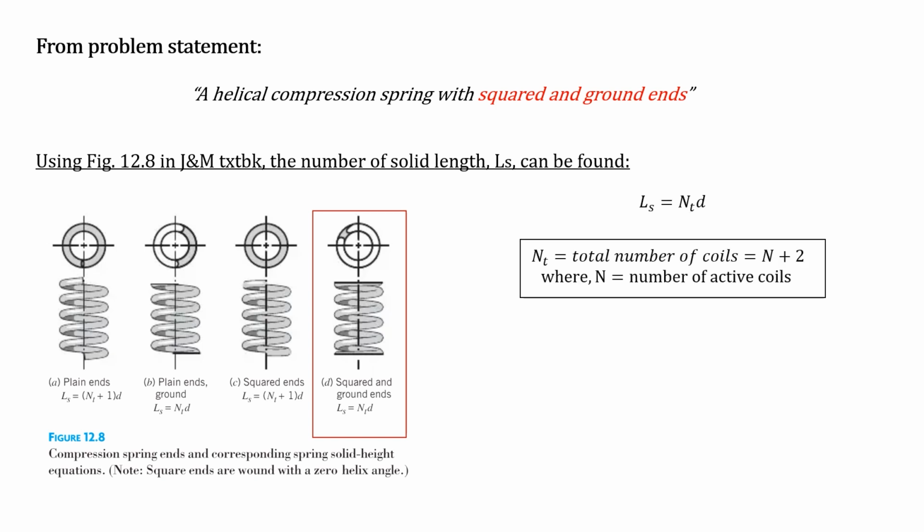So what we found in the previous slide was N, so the number of active coils. And remember from the problem statement, we made the assumption that one full coil was going to be attached to the plates, so they're not going to be considered active coils. So we have the top and the bottom, which are not active. So the total number of coils is going to be the number of active coils plus 2. And so exactly what we're doing here, we have LS equals the number of active coils plus 2 times the wire diameter. So we can find that LS value as 1.65 inches.